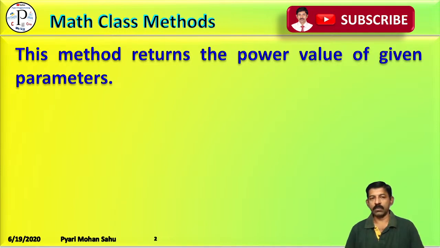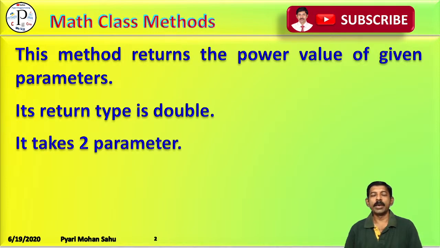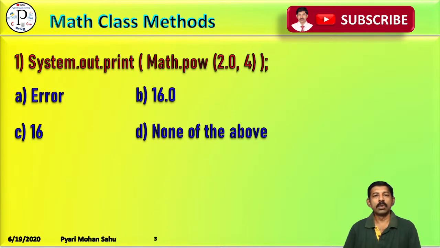Yes, right answer. Fine. The next point, its return type is double and it takes two parameters. First one is base and second one is your exponent. These are some of the basic things that we need to know before going for the MCQ. So the first question is in front of you. I said quickly give your answer so that we'll do some programs at the end. Quickly go for the MCQs.